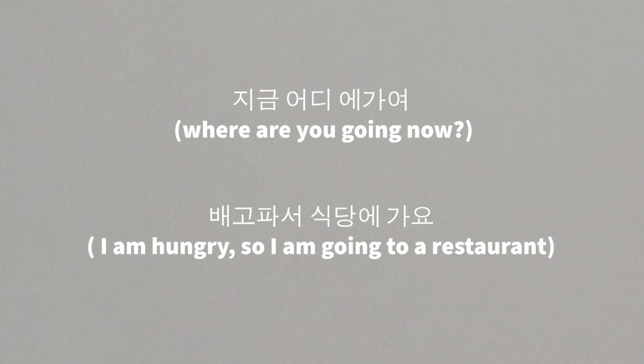Another simple example is 지금 어디에 가요? 배고파요. 그래서 식당에 가요. Here the narrator is explaining that they are very hungry, so they are going to a restaurant to eat some good food, and they are finding a new restaurant right now. So they are using the 에 particle along with the 식당 location. This is the easiest way to use the 에 particle.